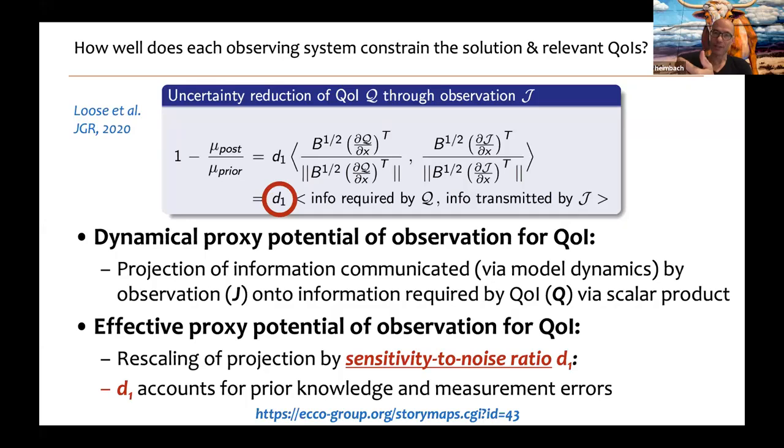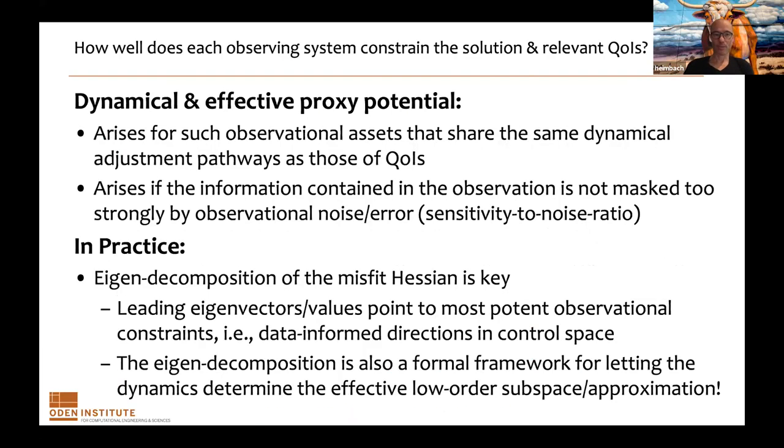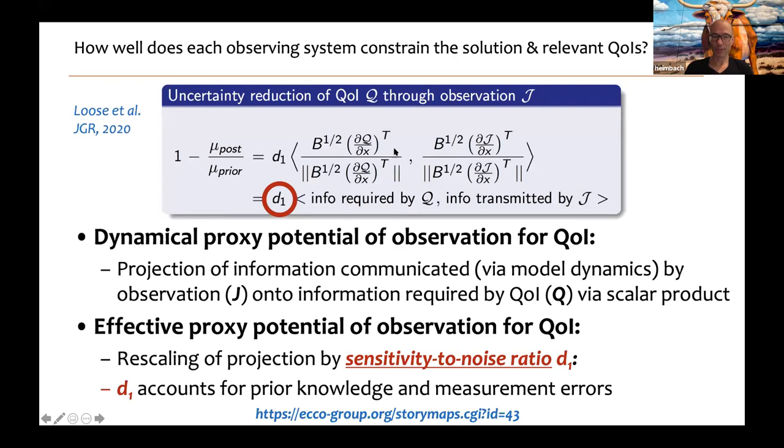If this prior is very small, then we have to have a really good sensitivity noise ratio in order to still make progress and get an uncertainty reduction. So we've coined this as dynamical versus effective proxy potential. This scalar product here is the potentially achievable uncertainty reduction of the prior of the QI by the observation, and that is given.